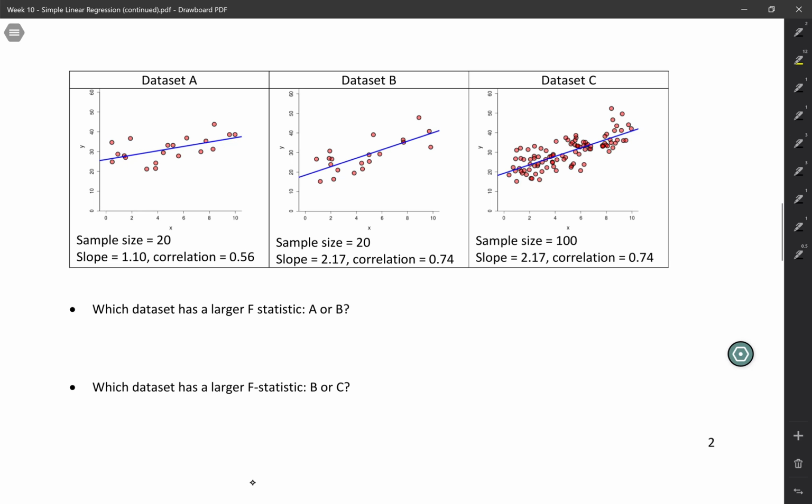So now that we've talked about how these factors affect the F statistic in general, let's look at some specific examples. So I've got 3 data sets here, A, B, and C, and the questions ask you to compare them. So which has a larger F statistic, A or B? Which has a larger F statistic, B or C? And again, think about how you would justify this based on the parts of the F statistic.